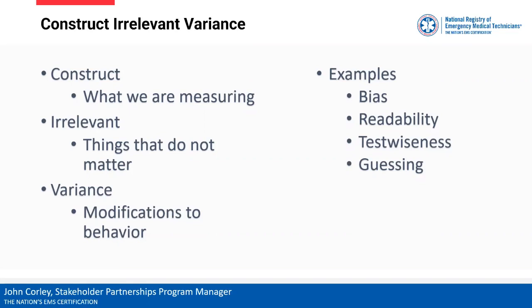Things that are irrelevant are things that don't matter to what they know about EMS. Some examples are bias, readability, and how good they are at guessing and taking tests. Those things are not relevant to how good they are at practicing as a paramedic. And variance is anything that modifies, alters, or changes their behavior that isn't related to the construct. So construct-irrelevant variance is simply stuff in your test question that doesn't need to be there, because it's going to confound your candidate or your student in your program.